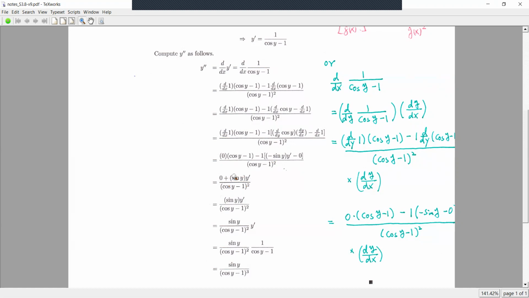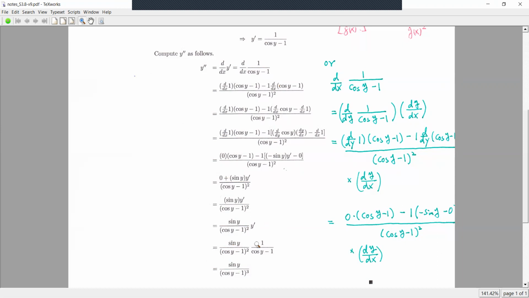Simplify this expression a little bit, I have this equation. And rewrite this fraction as this fraction times y prime. I have this equation. About y prime, I have computed it above. Y prime is 1 over cosine of y minus 1. So plug this in for the y prime here. Then I have this equation.